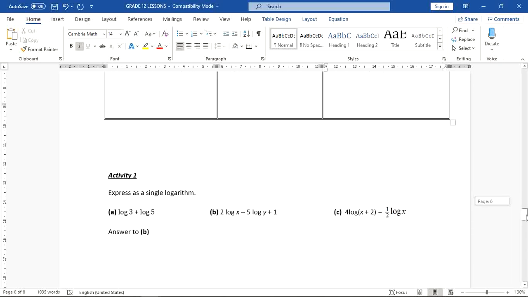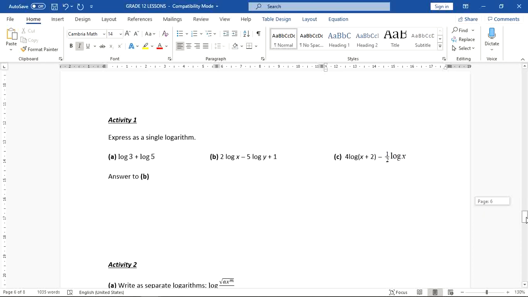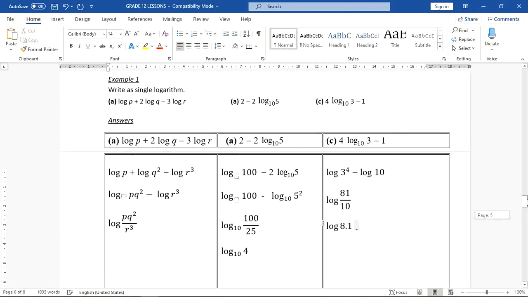Let's go to activity number 1. Activity number 1, we want to express as a single logarithm. So we are given 2 times log x minus 5 times log y plus 1. So again, this is just log 10. So we're going to replace that with log 10.